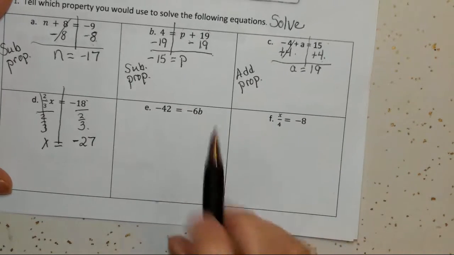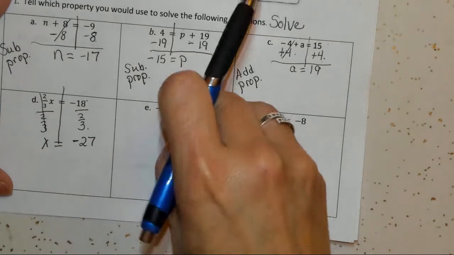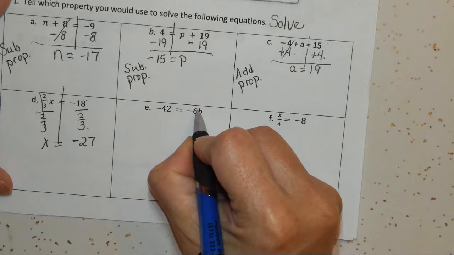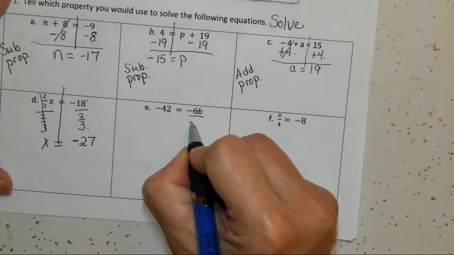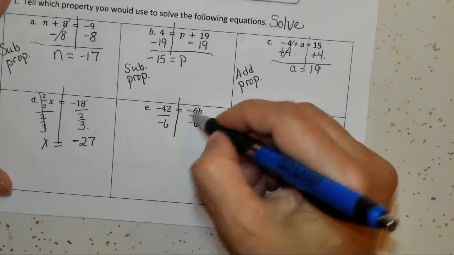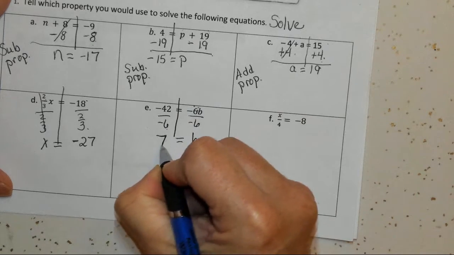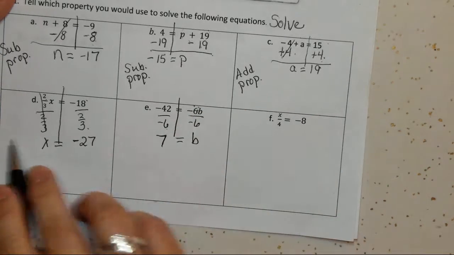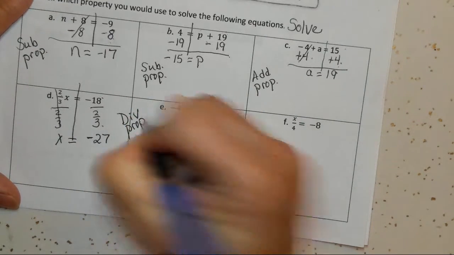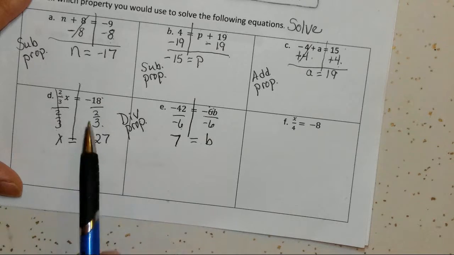If I go on to this one then, I have negative 6 times b. Again, my focus, I go to the side with the letter, and I look at the operation that I have to undo. Here, this is multiplication, not subtraction, so I have to divide both sides by the negative 6 so that I end up with a 1b on this side, and then I do the math on this side to find my solution. Both of these are the division property of equality, because in both of these problems I had multiplication and I had to divide both sides to get my letter by itself.